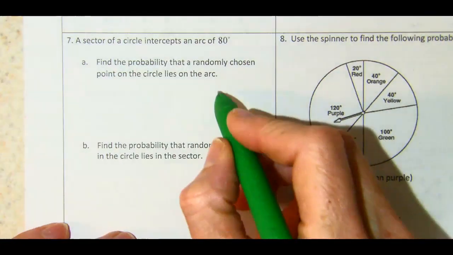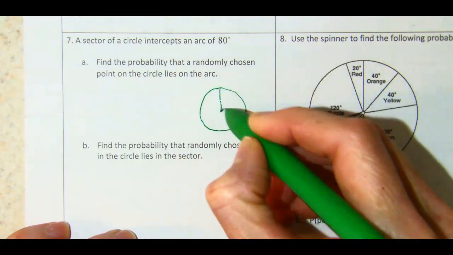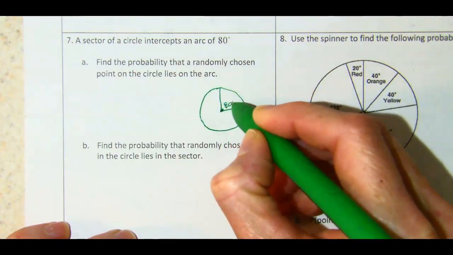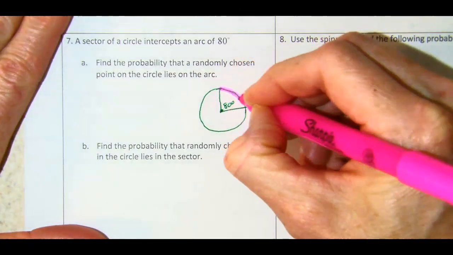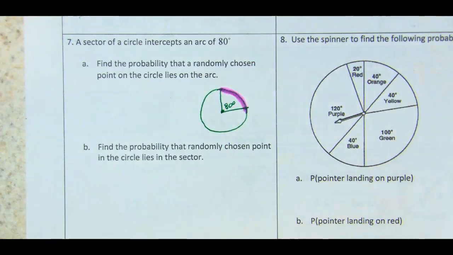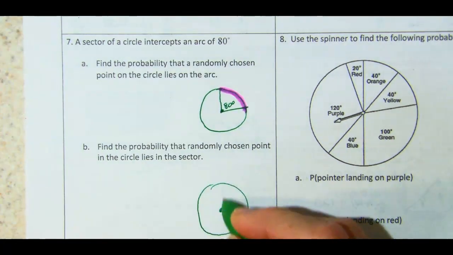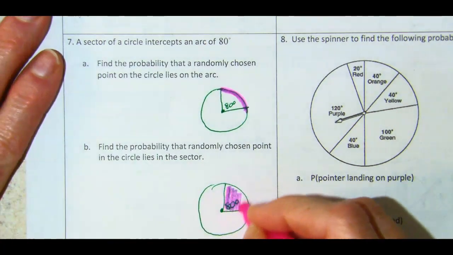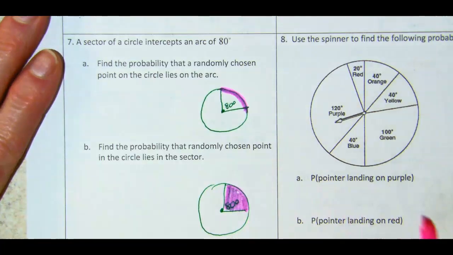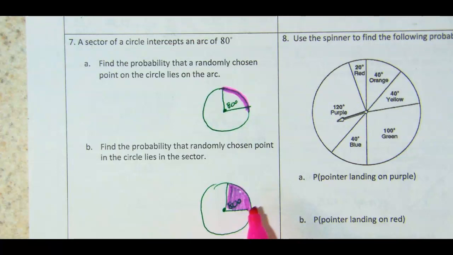So the first thing, we're going to draw a picture. We're going to draw this 80-degree arc here. I need you to know that this is talking about just this line, okay? Now for the next one, I'm going to draw the same circle. This is the 80 degrees, but in this one, it's going to be asking the probability that it's in the sector, not on the circle, but in the sector.